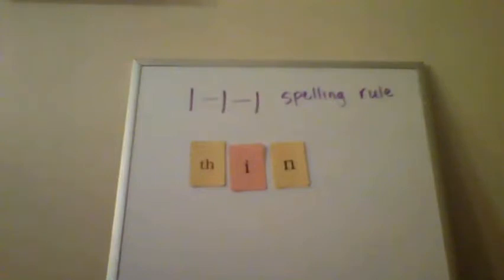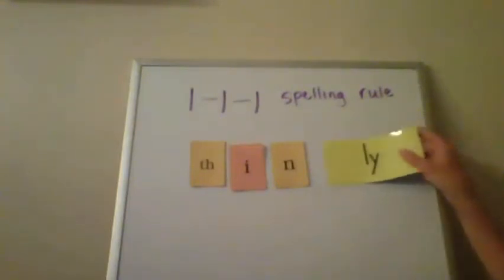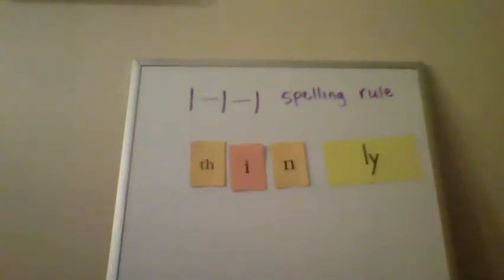When a suffix ending is added to one-to-one-to-one words, sometimes the base word changes to add the suffix. So what we're going to do today, I'm going to add the suffix ending ly. What do I notice about the suffix ending? It's a consonant suffix. Whenever we add a consonant suffix, we do not change anything to the base word.